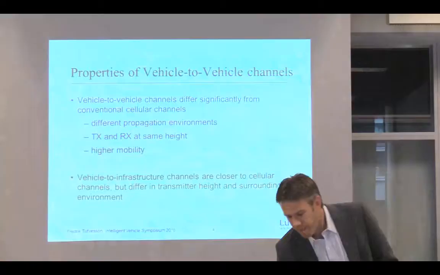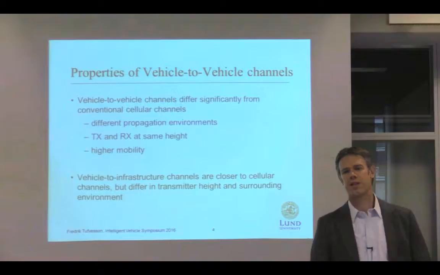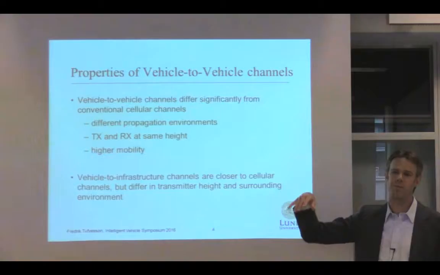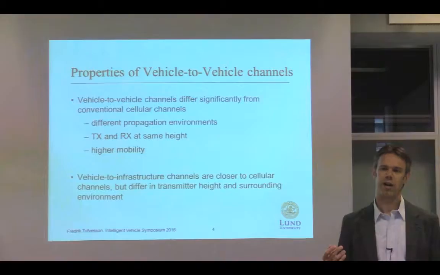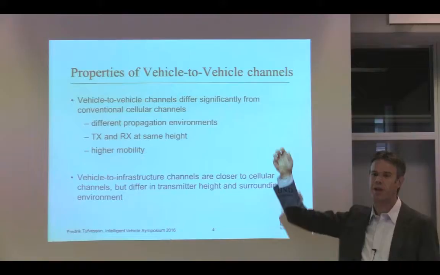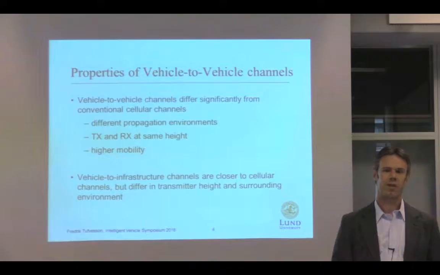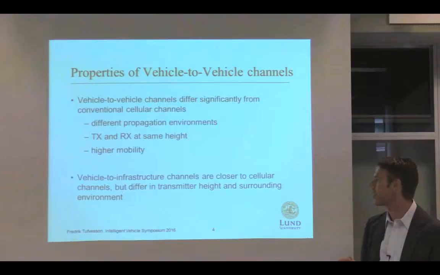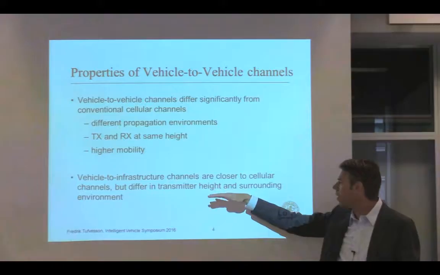So, the vehicular channels, why are they so different? Well, they differ in the propagation environment from what we have in the cellular. Another thing is that often the transmit antenna and the receive antenna are at the same height, at 1.5 or 3 meters, depending on if it's a passenger car or a truck. This means that we are often blocked either by other vehicles or by other objects. That significantly differs from the typical cellular scenario where you have the base station at 20 meters or so. And then we have the mobility: the transmitter is moving, the receiver is moving, and many of the scattering points are moving. This of course leads to much higher Doppler frequencies than we have in the cellular world. If we look at the V2I channels, they are somewhat closer to the cellular channels, but still with somewhat lower transmitter heights. And of course, then we have the more highly dynamic environment.